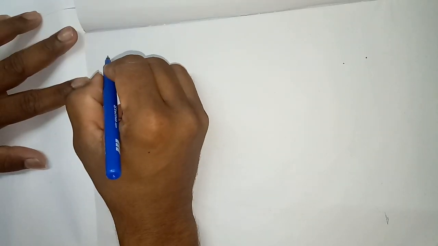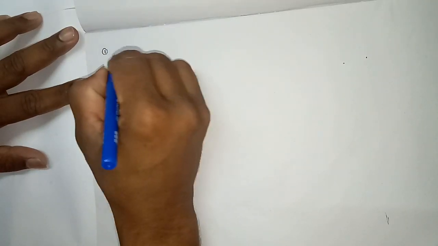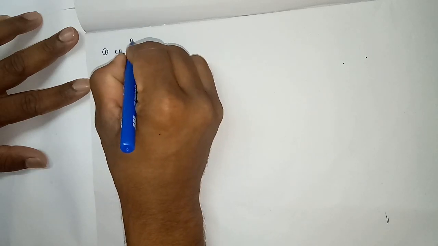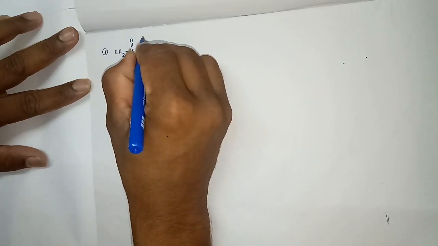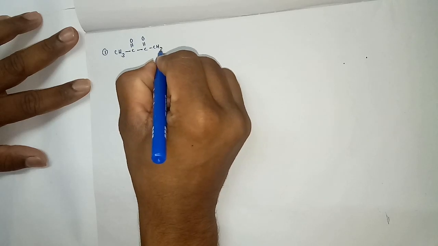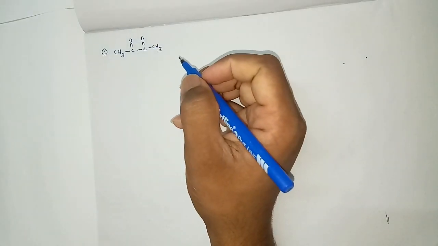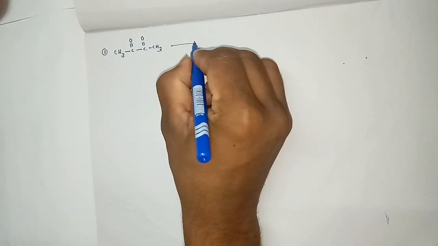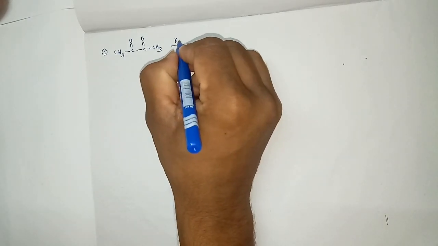Okay, so let's take some examples. In the first step we know that, for example, CH3 C double bond O, C double bond O CH3. This is also an example of a benzylic acid rearrangement. So in the presence of KOH, what will be the product?